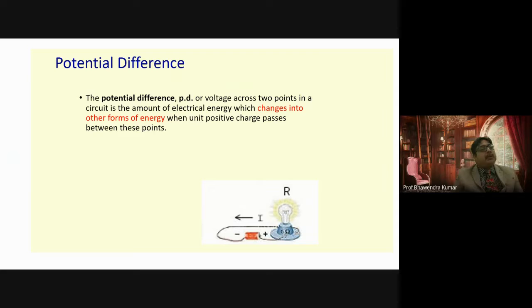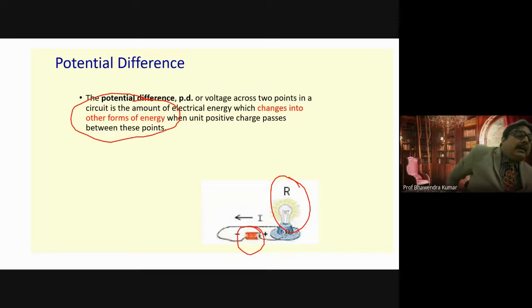When we talk about the potential difference, we are talking about the conversion of electrical energy into some other form of energy. That other form of energy can be heat energy, as you can see here. The battery is supplying the energy, it is being converted to heat in the resistor. It can be converted to chemical energy again, meaning the cell can get charged when it is connected in a circuit, right? Then it will still be considered as a potential difference, not as the EMF.